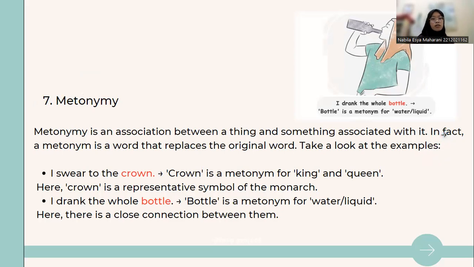The first example is, I swear to the crown. Crown is a metonym for king and queen. Here, crown is a representative symbol of the monarch. And then there is the second picture. I drank the whole bottle. Bottle is a metonym of water or liquid. Here is a close connection between them.